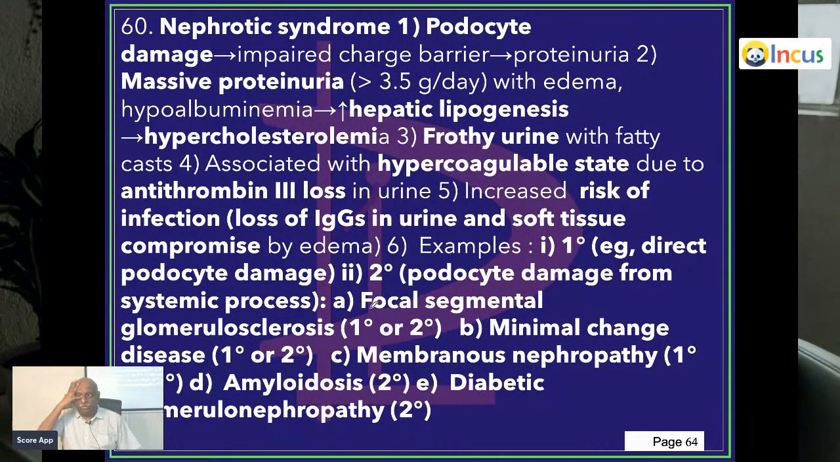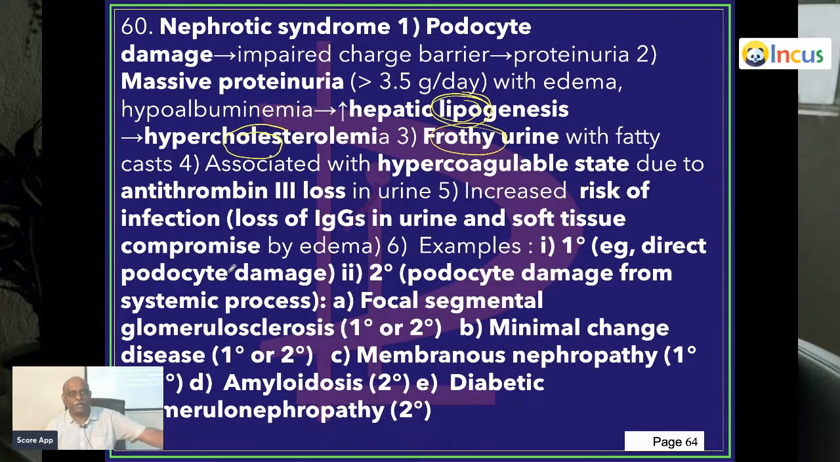So now, in nephrotic syndrome, there is an increased lipid production because lipid is supposed to be packed inside lipoprotein. For that you require apoprotein. That apoprotein is lost into urine. So that is the reason there is increased lipoproteins, hypercholesterolemia. There is a frothy urine because of the appearance of the protein in the urine.